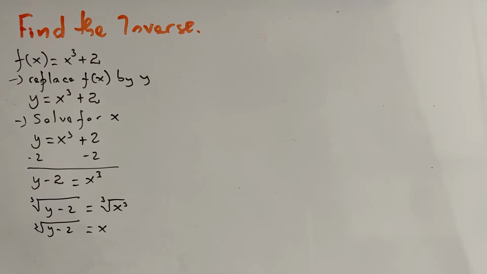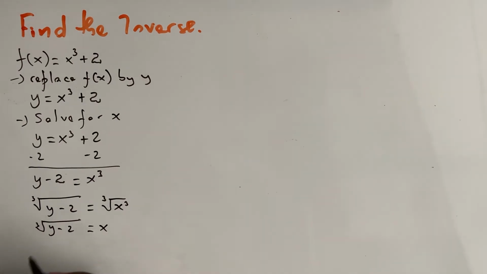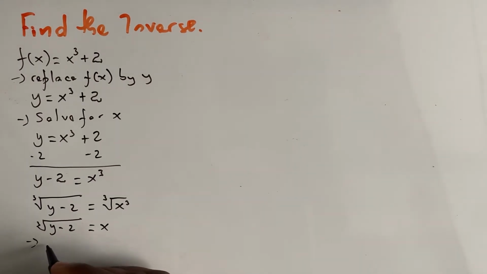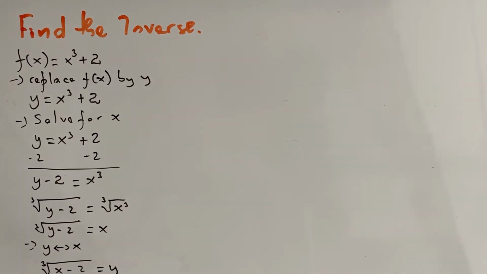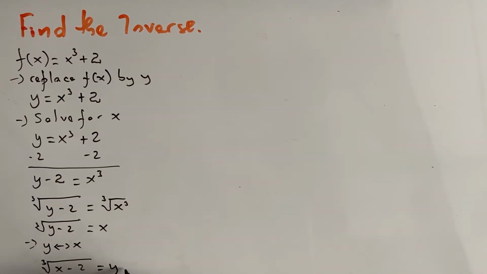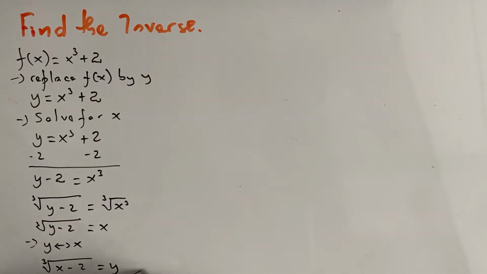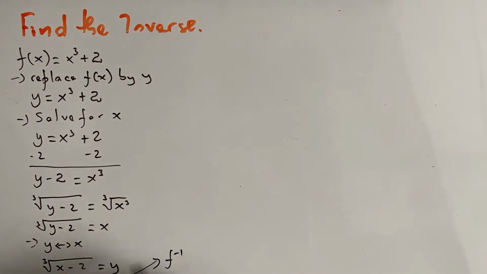Okay, so that's it here. This is how you solve for x. Now you interchange the variables, so you change y to x, and x to y. Okay, so you interchange them. That means you're going to have instead the cube root of x minus 2 equals y, and this is actually the inverse function that you needed.